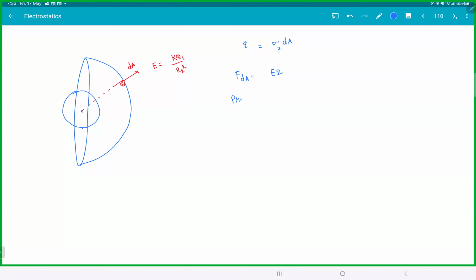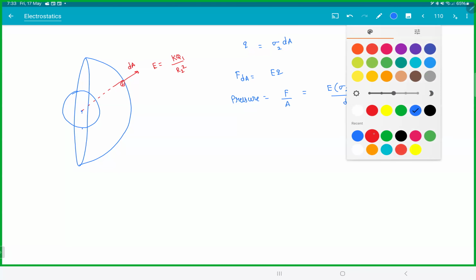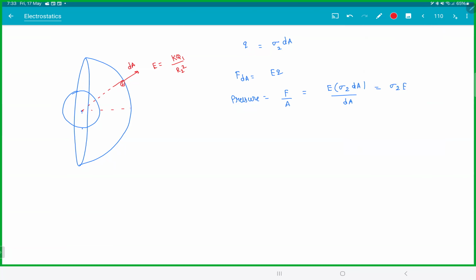What is the pressure? Pressure is force by area. So this is E, Q is sigma 2 into dA, by dA. Sigma 2 into E, isn't it? And this pressure is radial, isn't it? At every point there is a pressure away from the center. So the entire outer shell will feel as if there is some kind of pressure which is pushing away. Does it make sense? And if you have pressure uniformly on the surface area, how do you find the force?